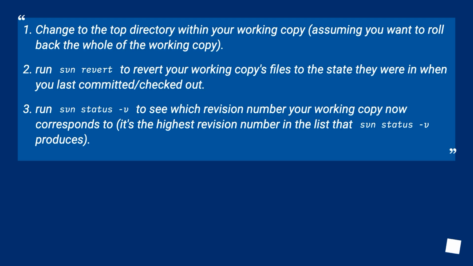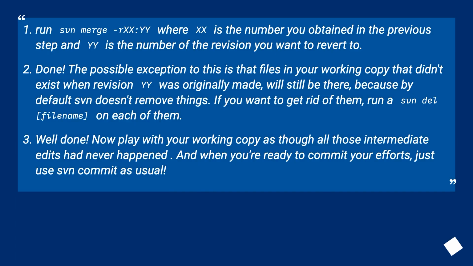Run svn status -v to see which revision number your working copy now corresponds to. It's the highest revision number in the list that svn status -v produces. Run svn merge -rX:Y ., where X is the number you obtained in the previous step and Y is the number of the revision you want to revert to.